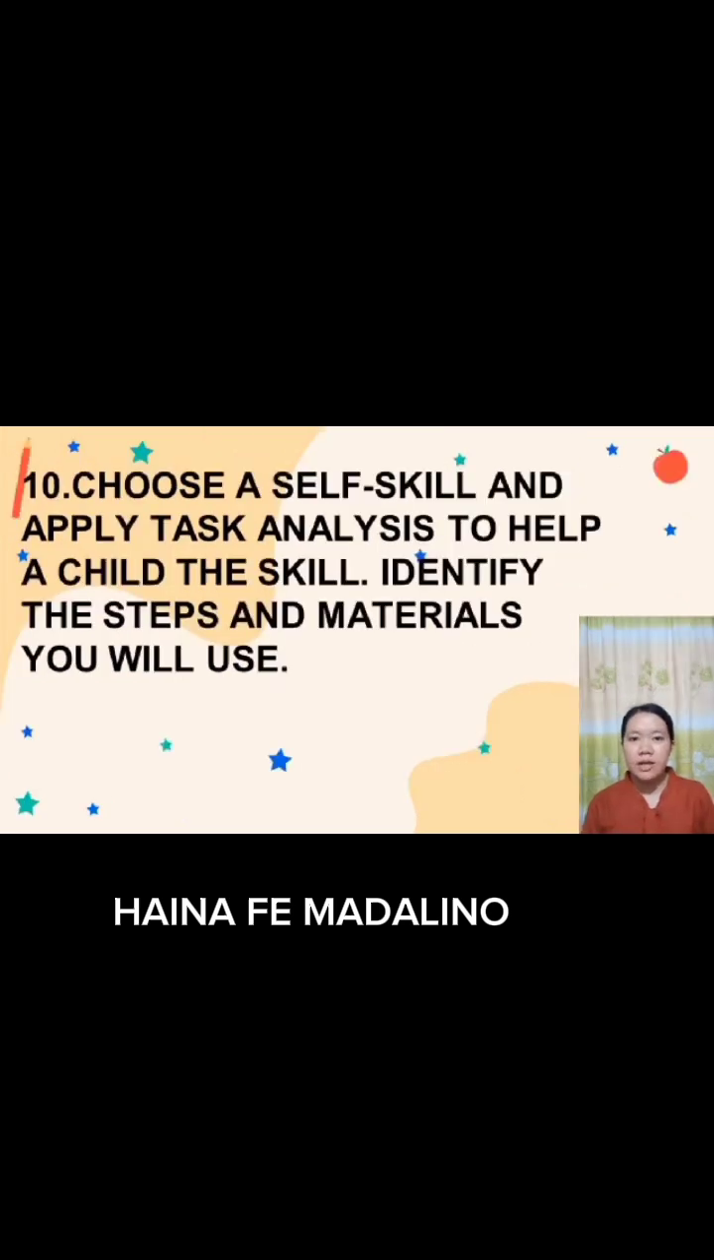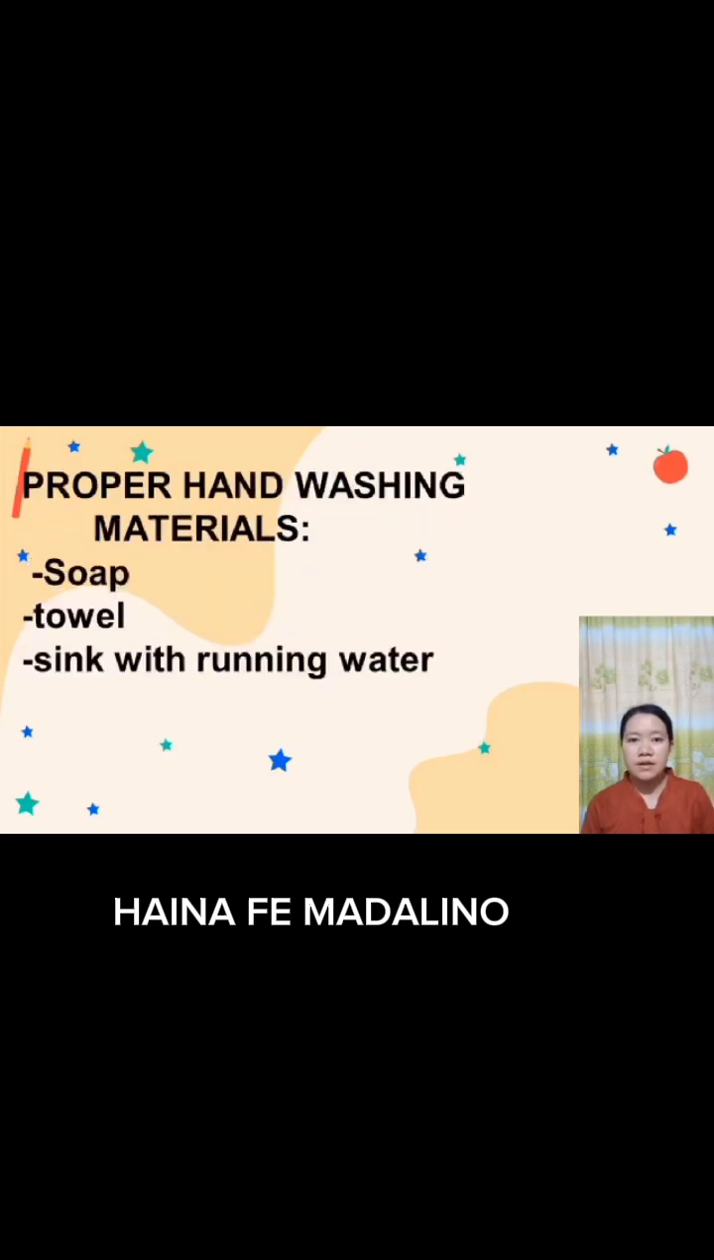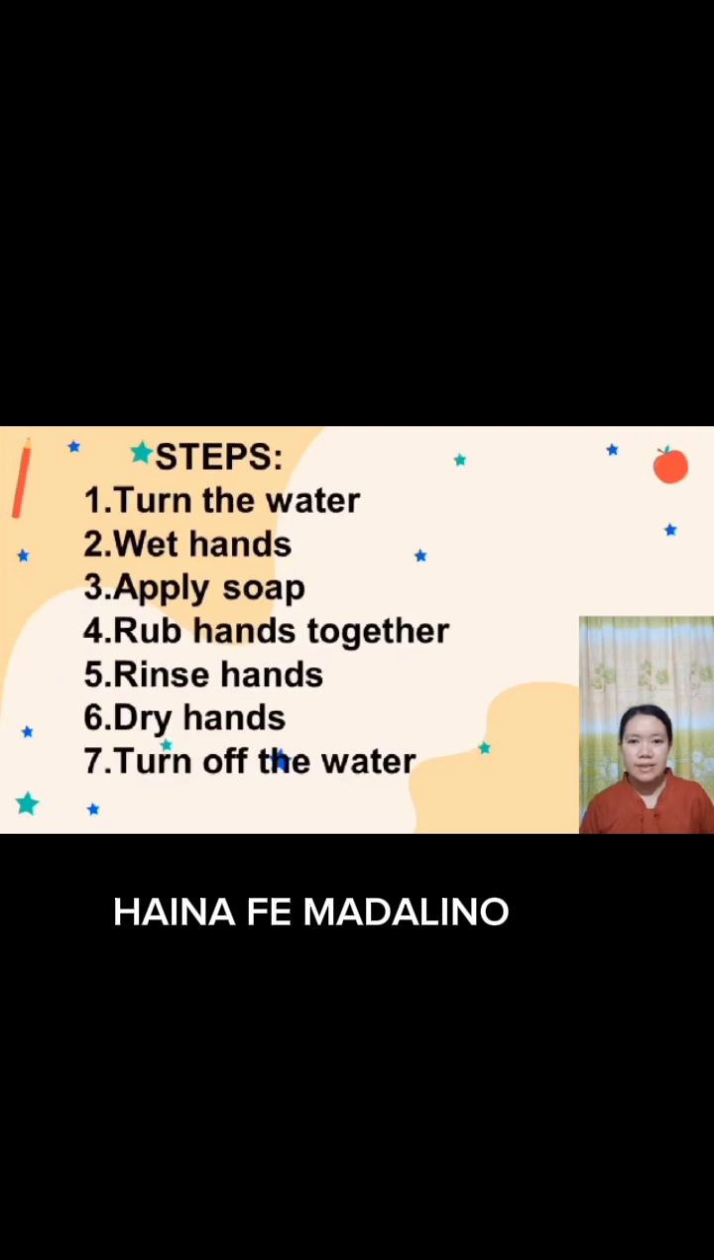Number 10. Choose a self-care skill and apply task analysis to help the child learn the skill. Identify the steps and materials you will use. So the self-care skill is proper hand washing. And the materials needed are, of course, the soap, towel, and sink with running water. So the first step is turn on the water. The second step is wet hands.